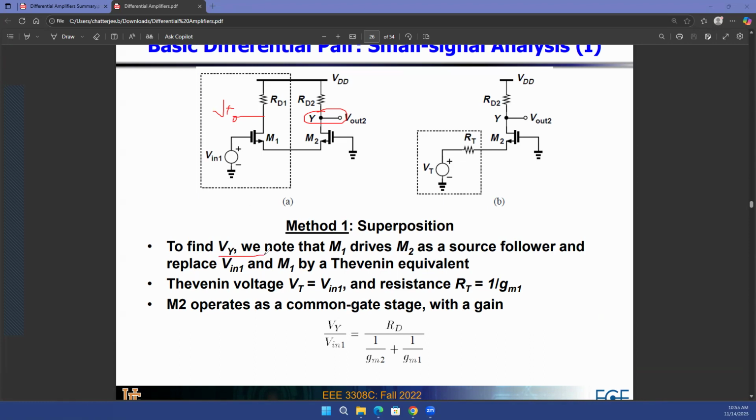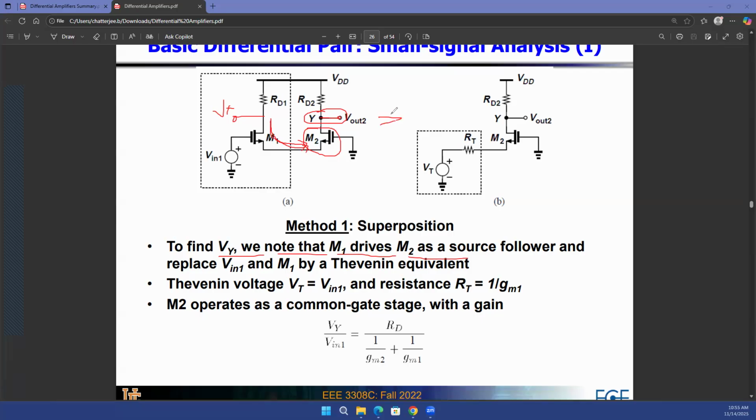To find out Vy, you need to note that M1 drives M2 as a source follower. This transistor M1 is creating a current, and that current is going into this M2 transistor. So if you just consider this M2 transistor over here and try to find out what is the voltage at the drain of this M2 transistor, you'll see that the M2 transistor source has the input coming in. The input comes in at the source of the M2 transistor, and accordingly, you'll create an output for that M2 transistor. Now, if you model that, how would that look like?